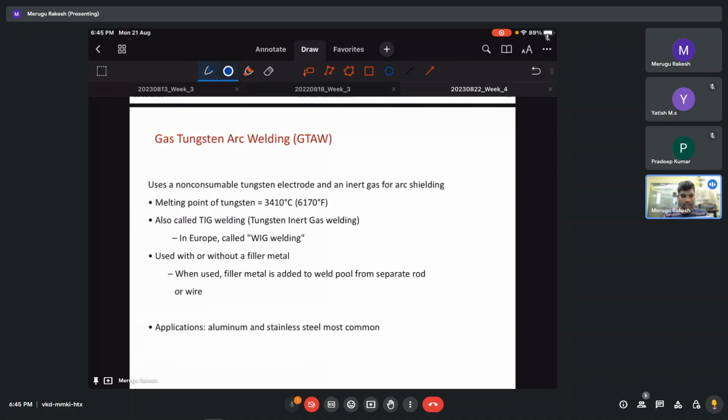As I said, we are using a non-consumable tungsten electrode and an inert gas for arc shielding. The melting point of tungsten is very high, so it is not going to melt that easily. This is also called TIG welding. As we call metal inert gas MIG welding, we can also call this TIG as well as WIG welding. Used with or without filler metal. When used, filler metal is added to the weld pool from a separate rod or wire. Applications: aluminum, stainless steel, and others.